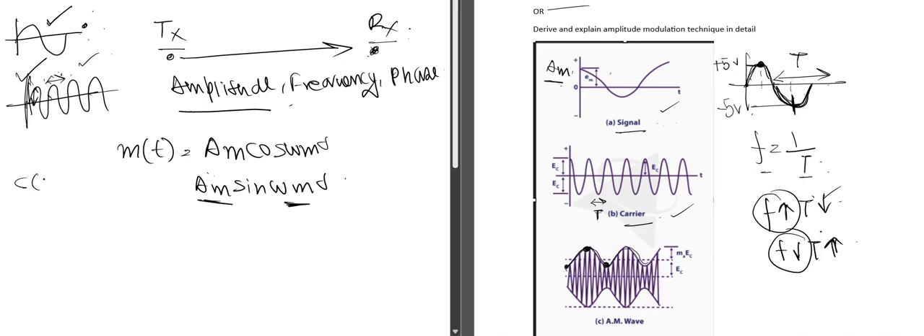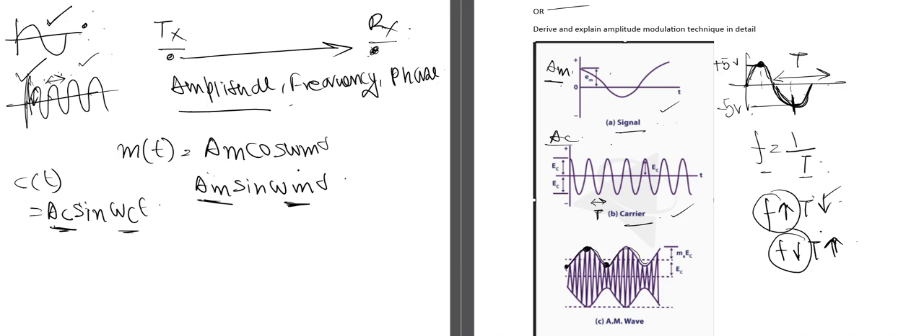And now for the carrier signal, let us assume it is A_c sine of omega_c t. A_c is the amplitude of the carrier signal, and omega_c is the angular frequency of it.